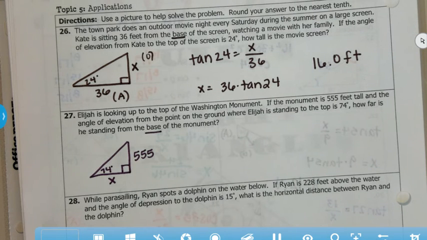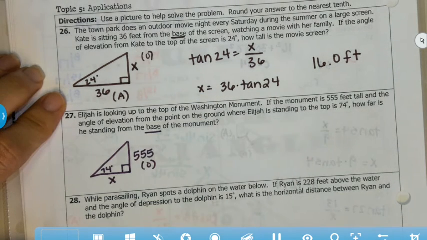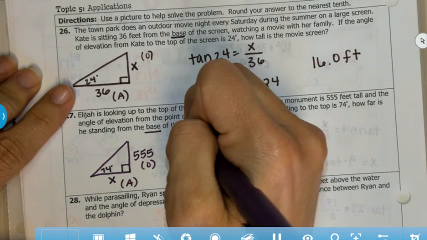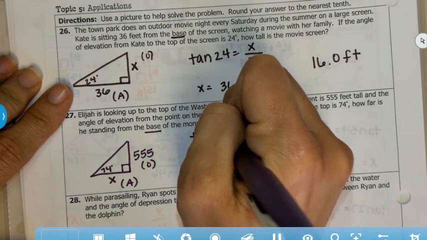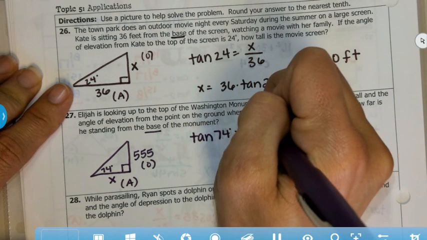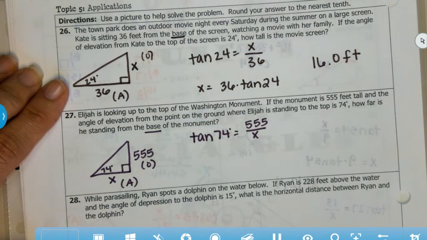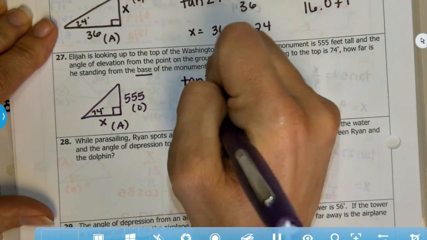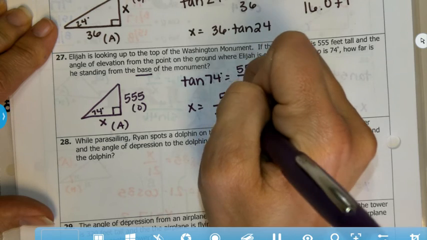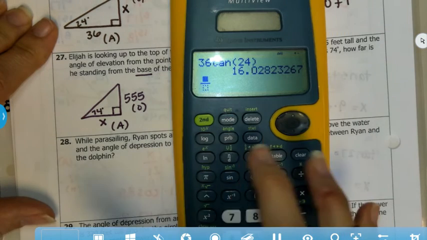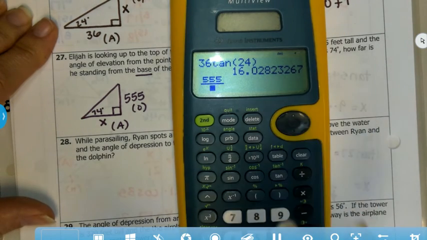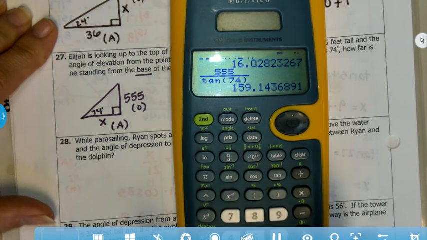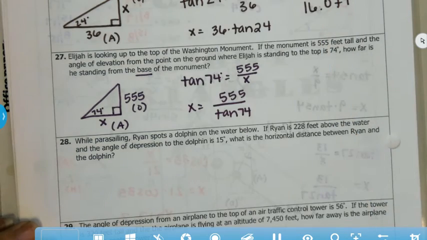All right, solving for x here. 555 is our opposite side. X is our adjacent side. So we're going to use tangent. So tan 74 equals 555 over x. When x is on the bottom, we divide. So x equals 555 divided by tan 74. 555 over tan 74, 159.1 feet.